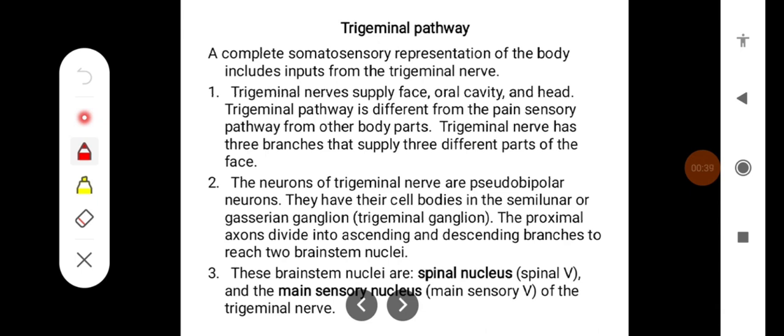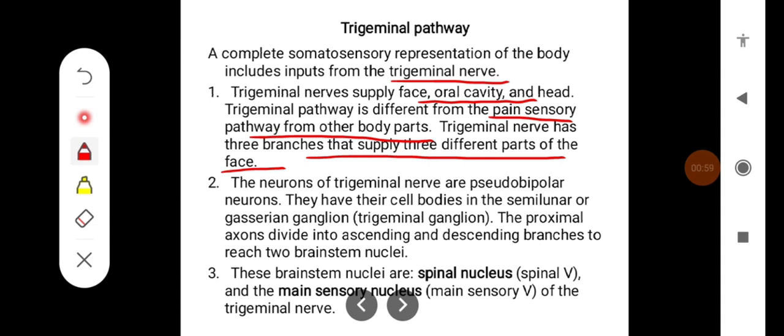includes inputs from trigeminal nerves also. The trigeminal nerves supply the face, oral cavity, and head. The trigeminal pathway is different from the pain sensory pathway from other body parts. The trigeminal nerve has three branches that supply three different parts of the face.